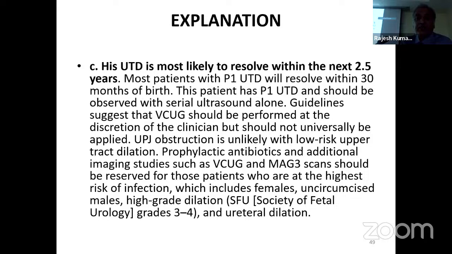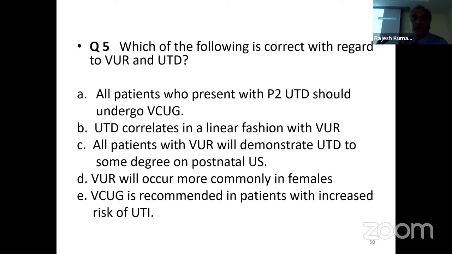Question 5. Which of the following is correct with regard to VUR and UTD? All patients who present with P2 UTD should undergo VCUG. P2 is the intermediate risk, right? UTD correlates in a linear fashion with VUR. All patients with VUR will demonstrate UTD to some degree on postnatal ultrasound. VUR will occur more commonly in females. VCUG recommended in patients with increased risk of UTI. E. VCUG is recommended in patients with increased risk of UTI.